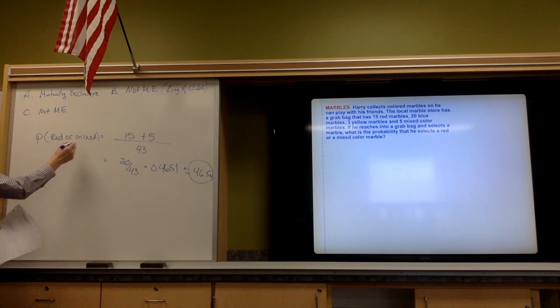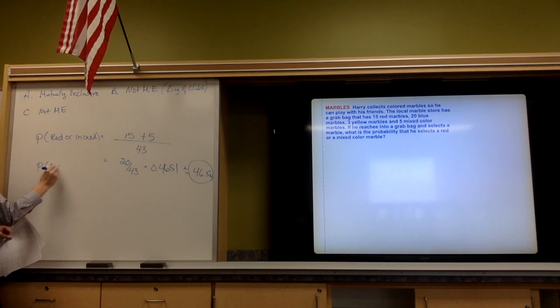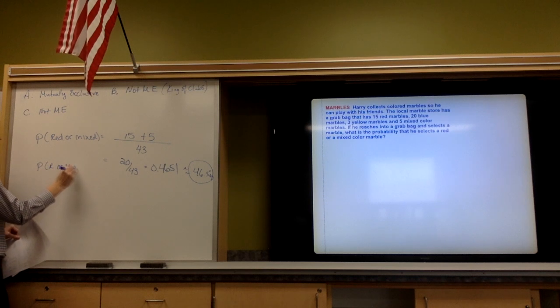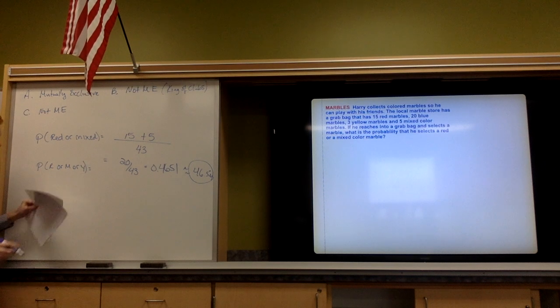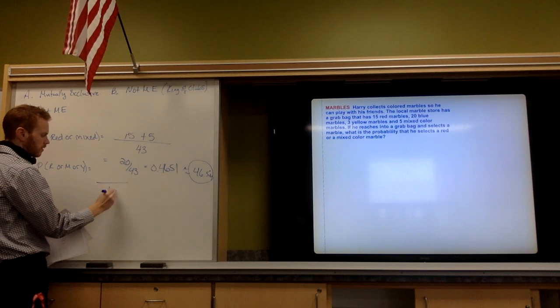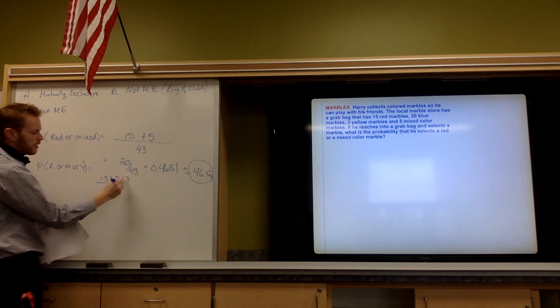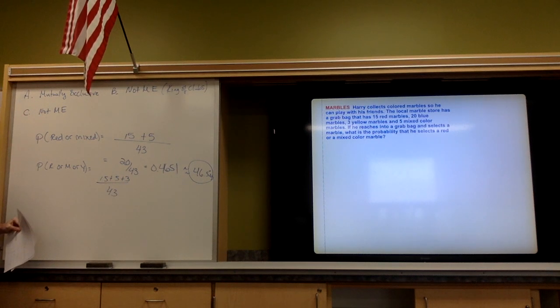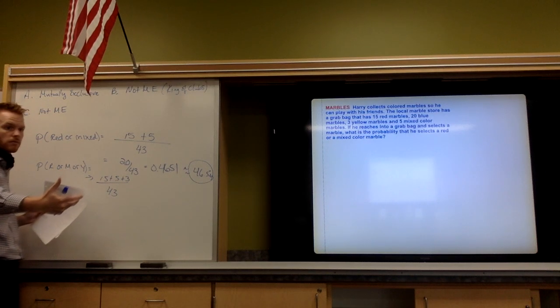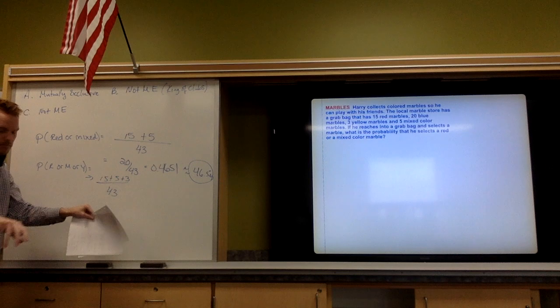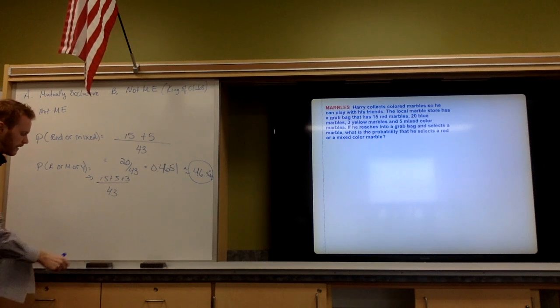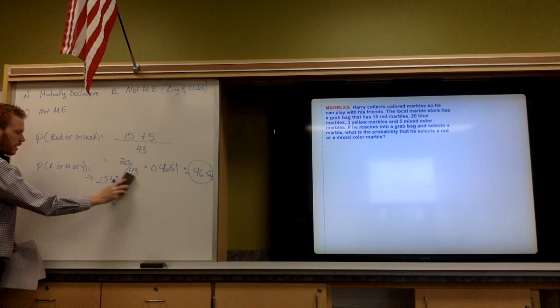And like I said, if I had red, or the mixed color marble, or yellow, if I add another element to this, well, it's the 15 plus the 5 plus the 3. Remember, the top number is just what we're interested in. And whatever we're interested in, we're increasing that number. There's more things in the sample space we want to select. And that's what we're looking at here.